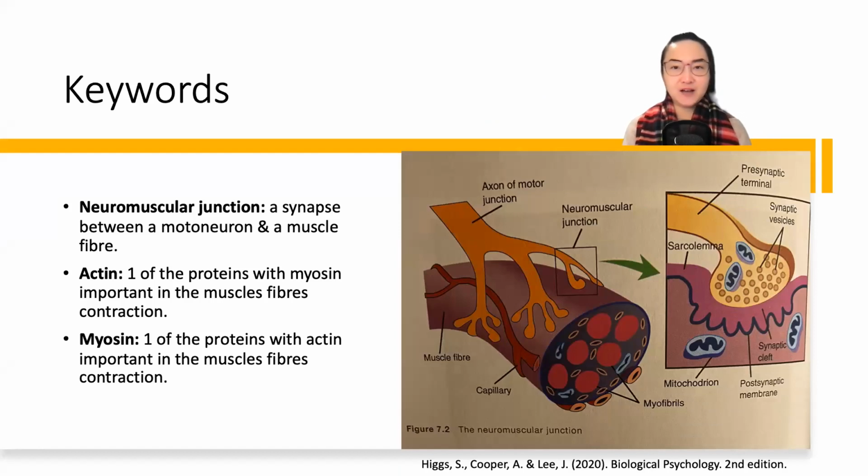Neuromuscular junction, we have talked about it. It's a synapse between a motor neuron and a muscle fiber. You can see here on the picture where the neuromuscular junction is located.